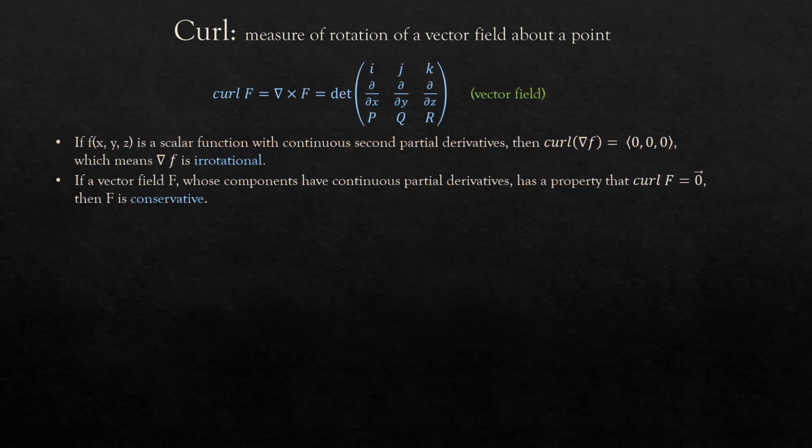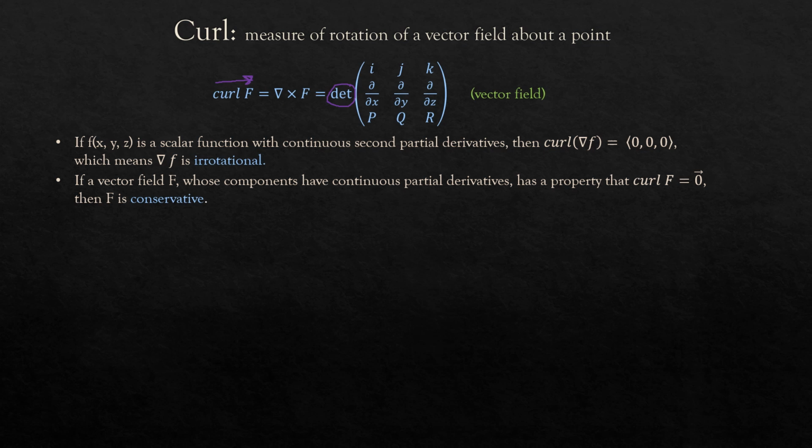Let's take a look at our next concept for today's class, and that is curl. Curl is a measure of rotation of a vector field about a point, and here is the definition of it. So we say if we have a vector field in R3, then curl is a vector quantity. Let me go ahead and put an arrow on top of this. So curl of a vector field is defined as the determinant of the following matrix.